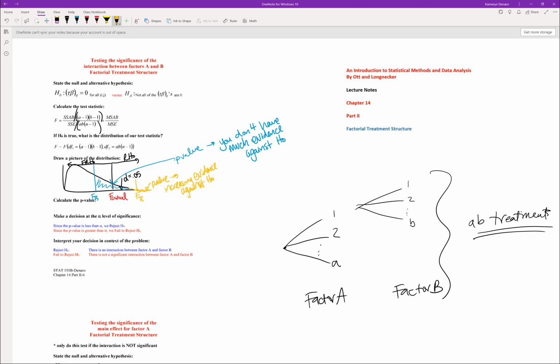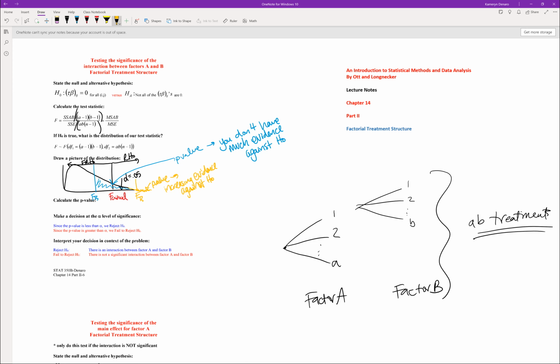If our test statistic is very small, that means the mean square of AB is not significantly bigger than our mean square error, so it's no different than noise. For a small test statistic, we have a large p-value. When we have a large p-value, you don't have enough evidence against the null to say that it's possibly wrong. And so you're going to say there's not a significant interaction between factor A and factor B.